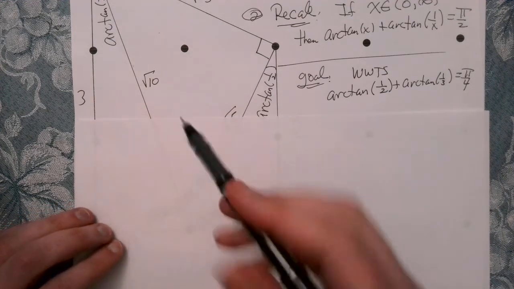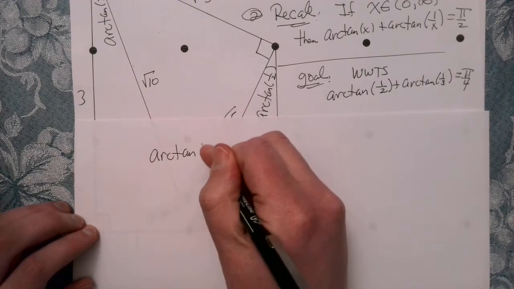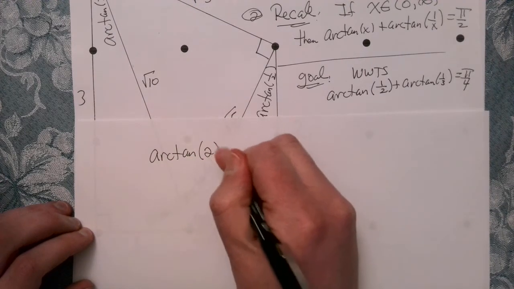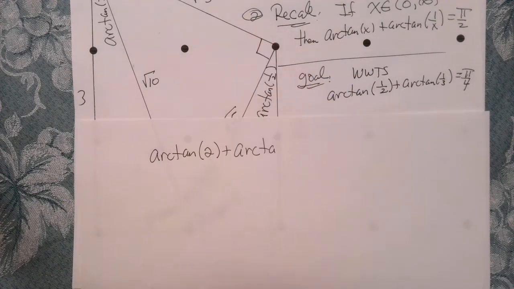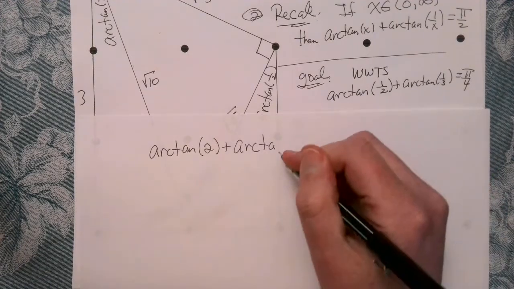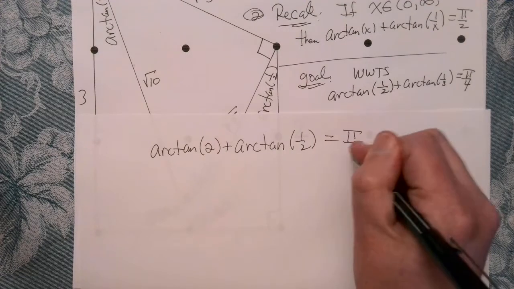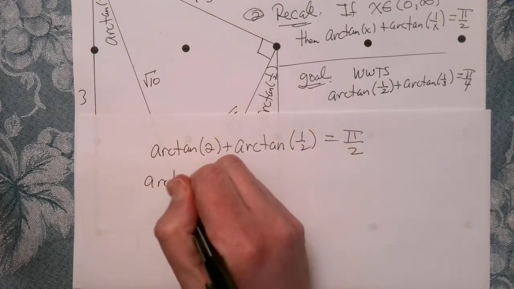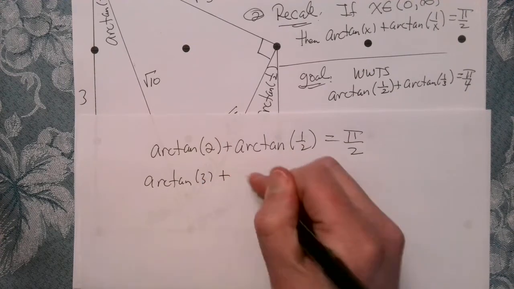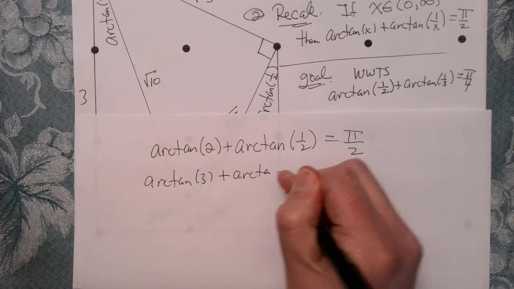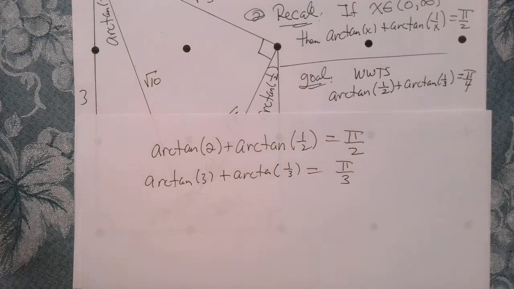Okay, so let's make some observations. I know that the arctangent of 2 plus the arctangent of 1/2, by number 2, we know that's equal to pi over 2. And similarly, the arctan of 3 plus the arctan of 1/3 is also equal to pi over 2.